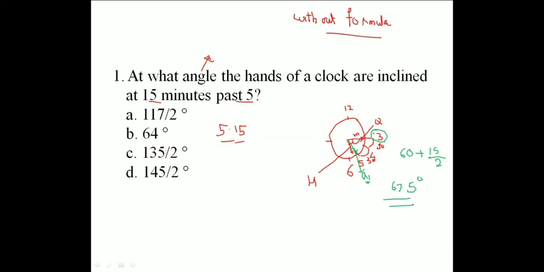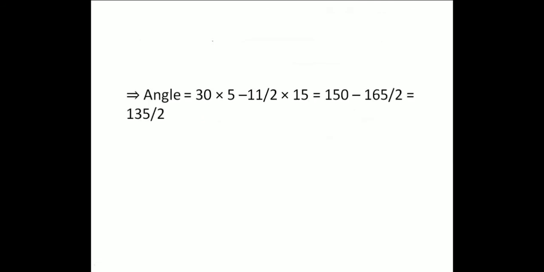In the options we can see that option C is the right option. Option C, 135 divided by 2. Clear? So this will be very easy. Without using a formula we can calculate the angle between the hands of a clock. Just draw the diagram and mark the position of the minute hand and the hour hand. Then we will get an idea. If you use the equation, we can also find it with 30h minus 11 by 2 m.